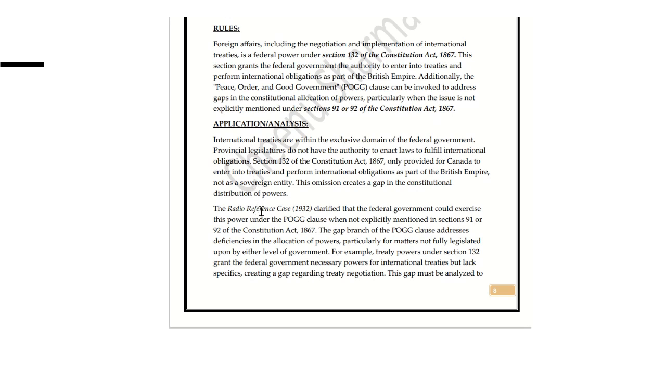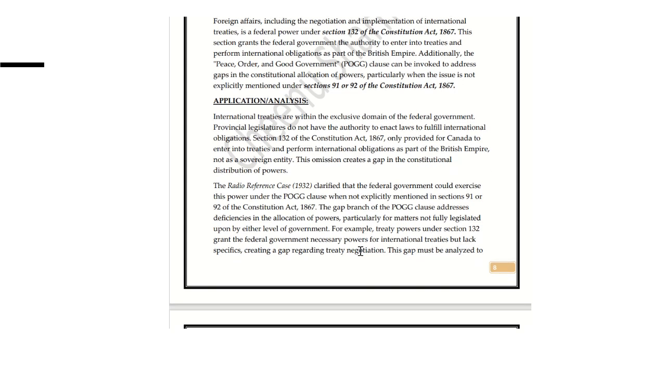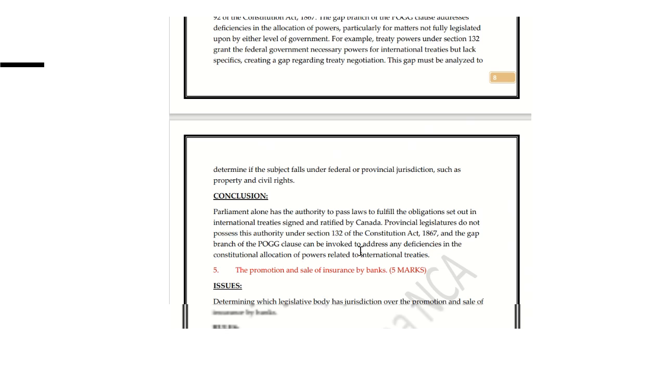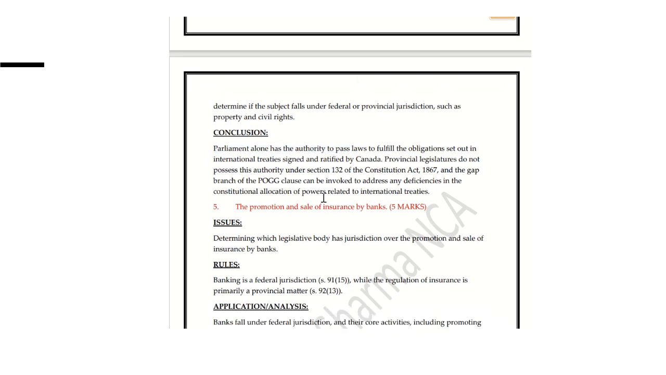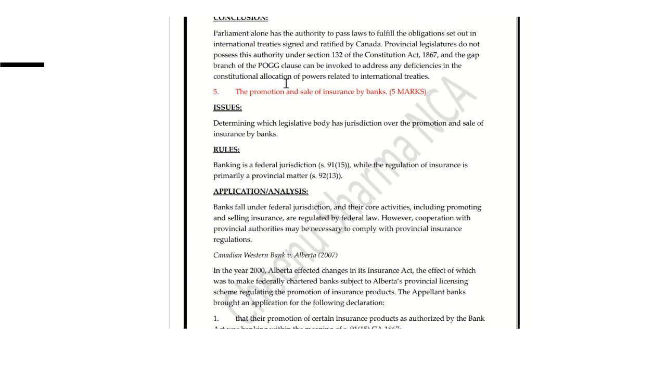So there are a few cases like the Radio Reference case in which we can clearly see that the federal government could exercise their power of peace, order, and good governance for matters that are not explicitly mentioned in either of the sections 91, 92. Then for treaty powers related to international affairs, we have section 132. So in conclusion, it's very straightforward that Parliament alone has the authority to pass such laws. Then if there is any gap, that gap can be filled by the gap branch of peace, order, and good governance.